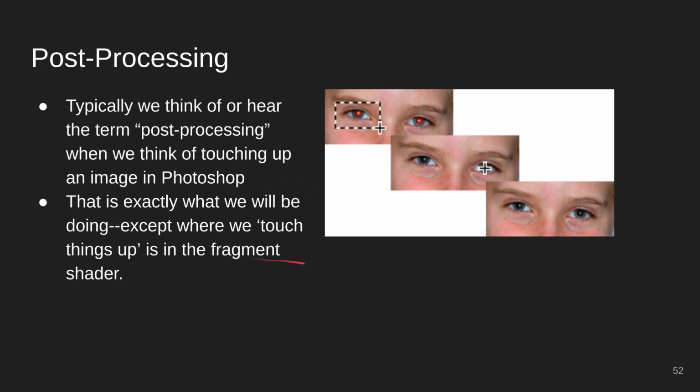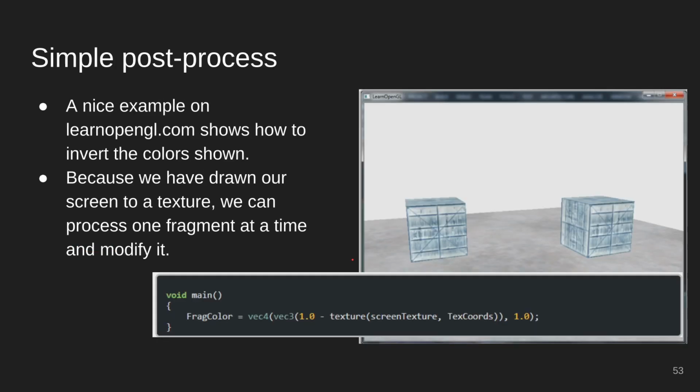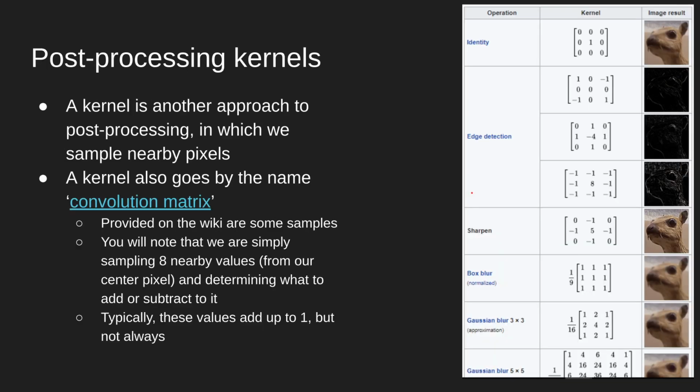Where we're actually going to be doing our touch up is in real time and in the fragment shader. We don't do a lot of 2D processing stuff, but now's your chance to do a little bit of image post-processing. There's a lot of nice examples on learnopengl.com. Because we've drawn our entire screen to a texture, we have that texture in our fragment shader, and we can modify it. In this example, they're inverting all the colors by subtracting 1 from the color, and that flips all the colors. This is an example of one post-processing effect you can create.